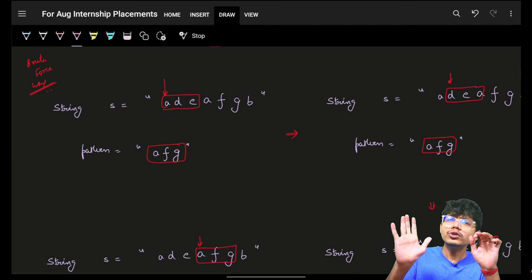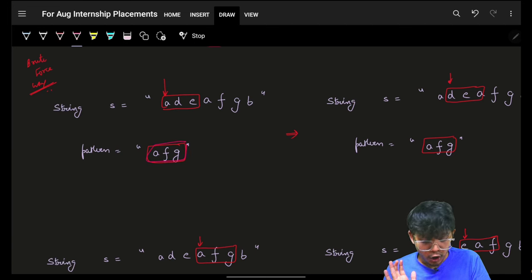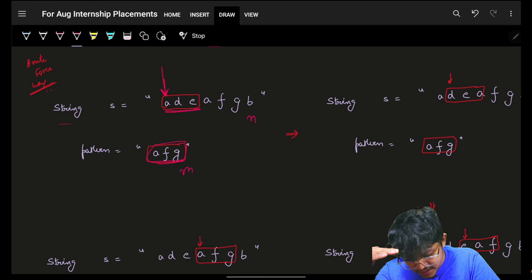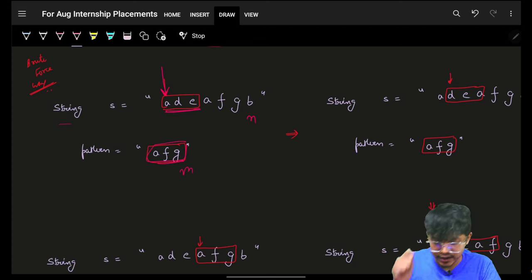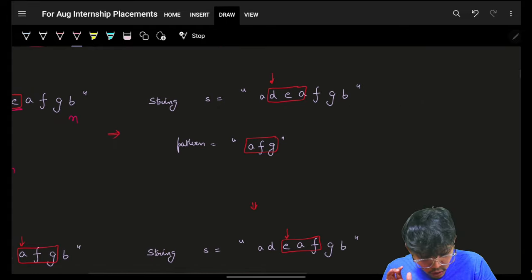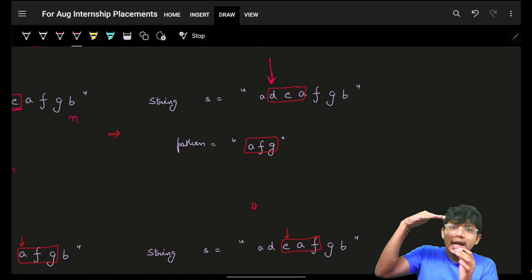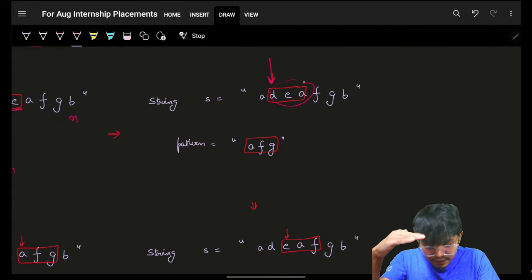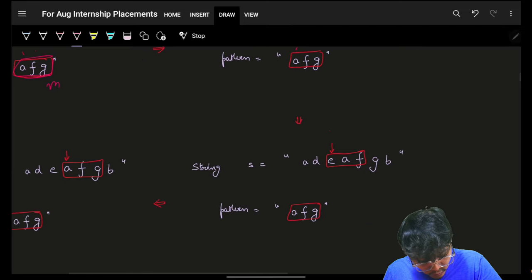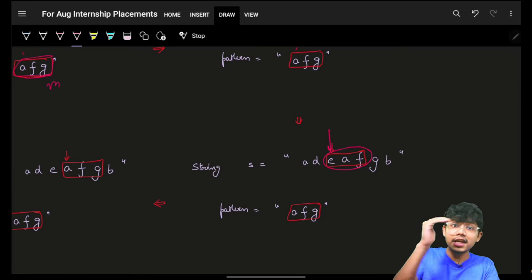So the very brute force technique says that you have this pattern of size M, and you have the upper string of size N, which is the string S, the main string. You will compare the entire string of length M starting from this index, character by character. I'll compare A. Okay, matched. Compare D. Not matched. Cool, no worries. Now I will go on and compare the entire pattern again. It's not matching. Okay, no worries, next I'll move on. I'll compare the entire string E, A, F, G with A, F, G.